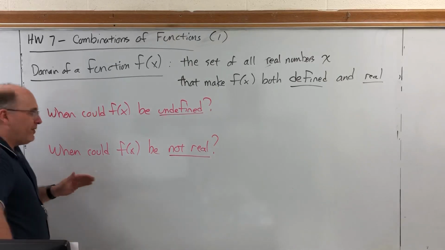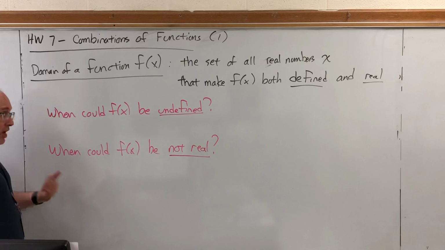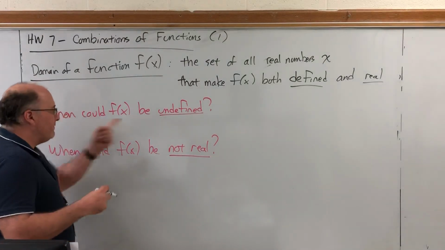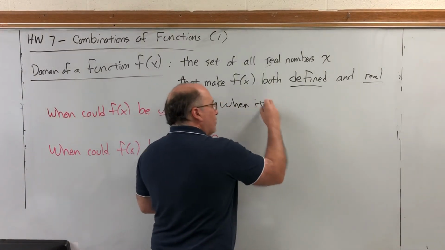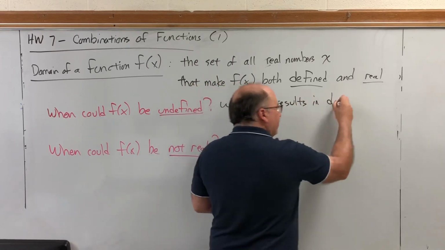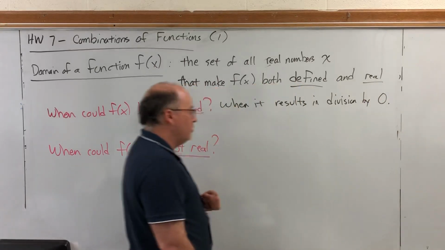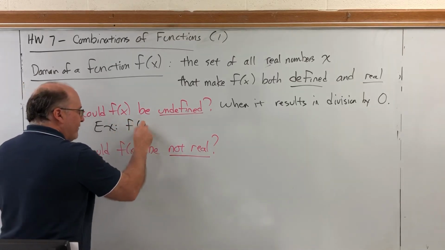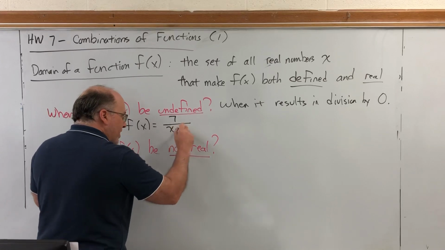There's a few things in math that remain undefined because there's no way to define them. One thing that always remains undefined is division by zero. So when could a function be undefined? When it results in division by zero. So for example, let's consider the function f of x equals 7 over x minus 4.